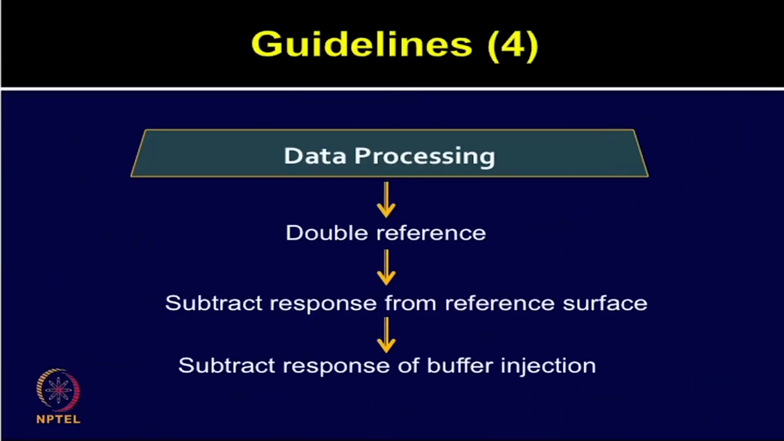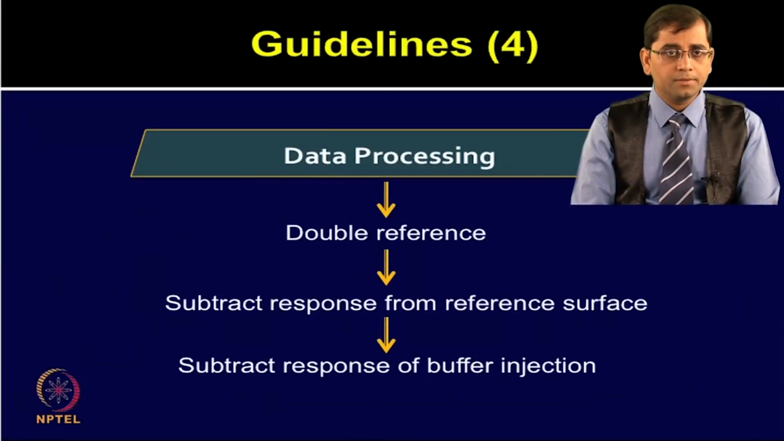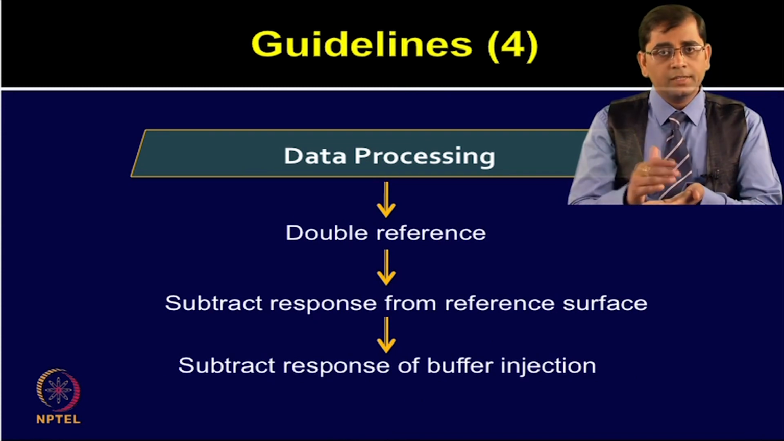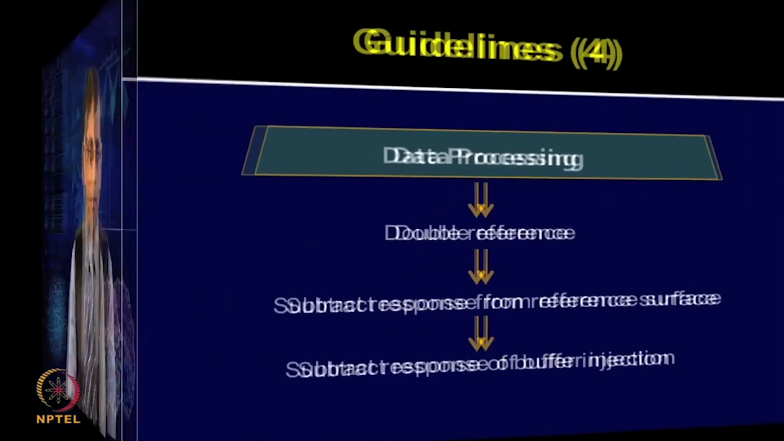Data processing. One often needs to do double referencing, especially if you are talking about SPR data: subtract the response from the reference surface and subtract the response of buffer injection. Subtracting the reference surface data from the reaction surface can reduce the issues which are related to refractive index changes. The double referencing is the blank injection response, which is used to remove artifacts.